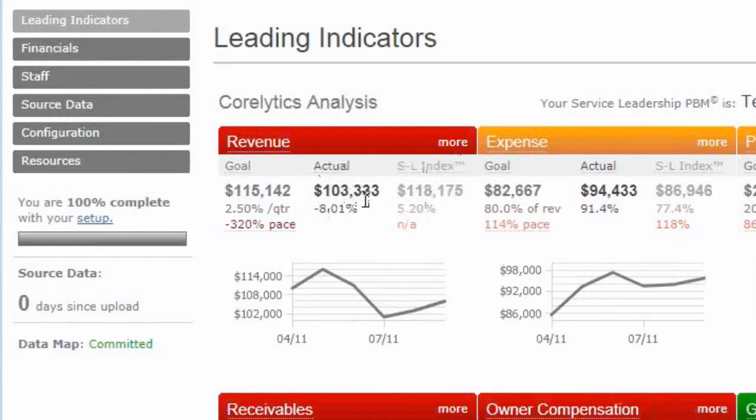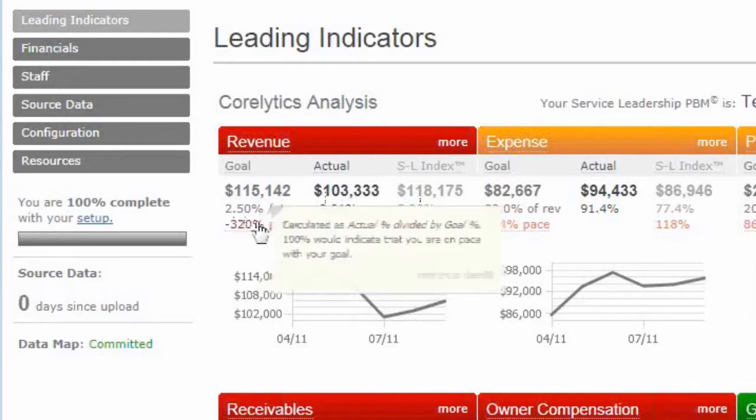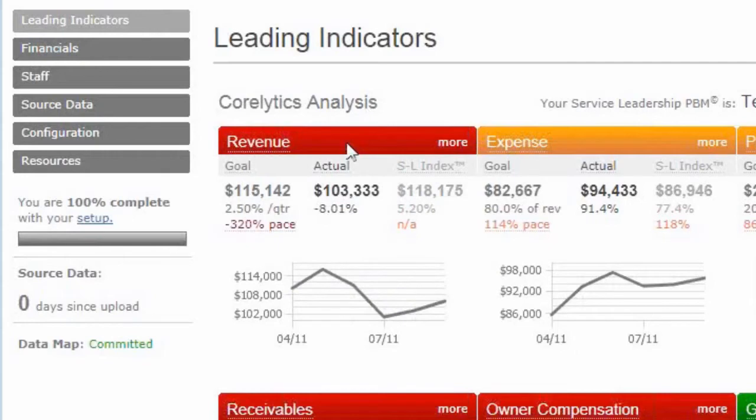Again, these are average monthly numbers. We wanted a 10% increase in revenue. Had we had a 10% increase over the previous quarter, we'd have about 115,000 average per month. It was 103, so we're off by actually 320% if you do the math, and that'll show you how we calculate the math. Because we're more than 10% off the goal, we've got a red color for this particular indicator.